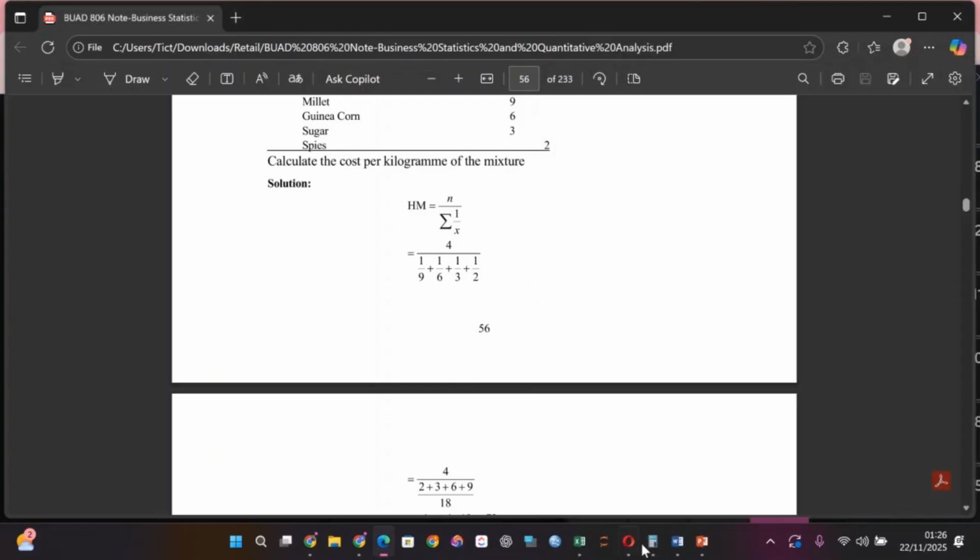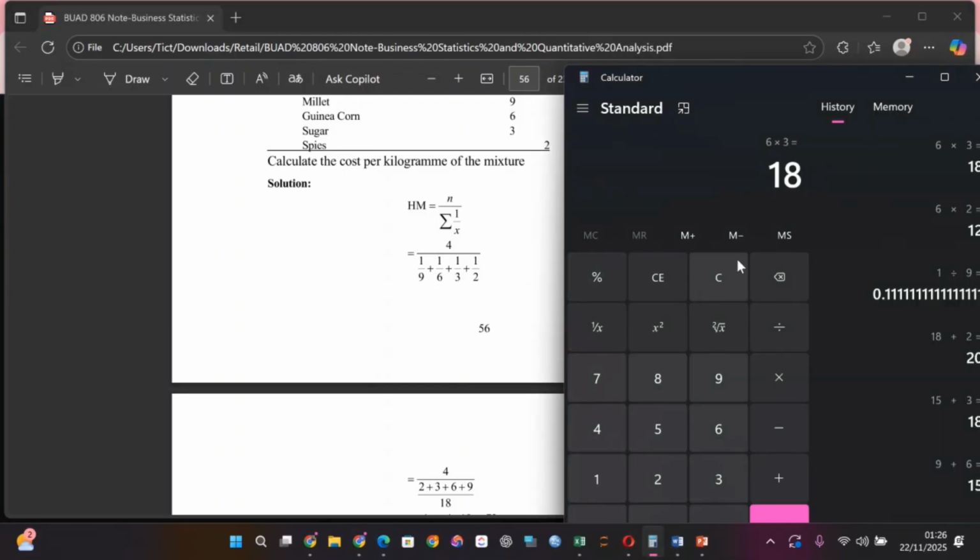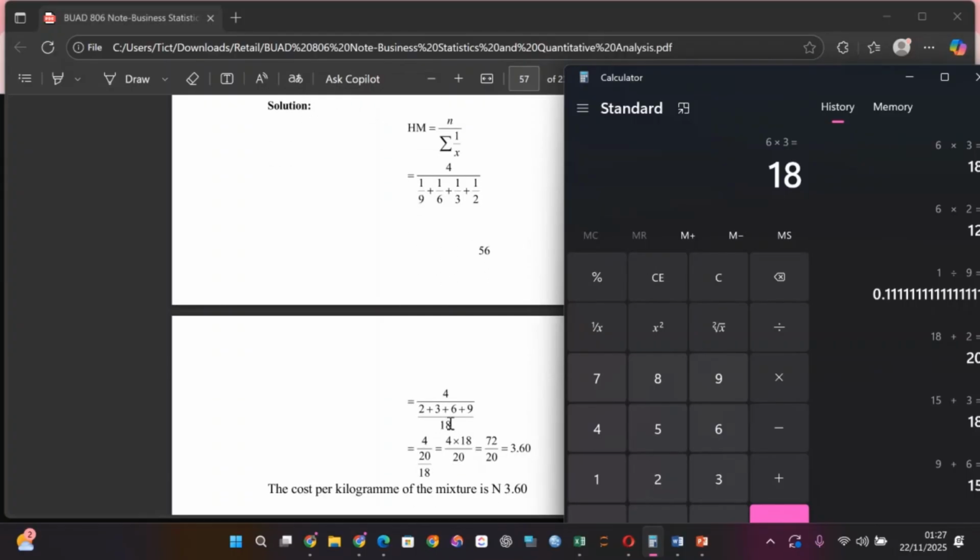You get 18. If you multiply this by 3, you get 18. So now inside this one, I'm still going to get 18. Are you following me? I want to tell you why we get this 18 that you have here. Do you understand?